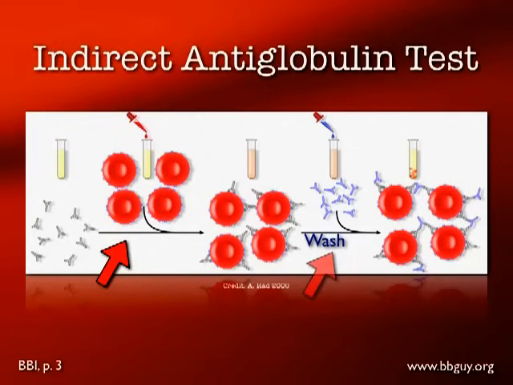Then you go on, you wash away any unbound antibodies, add anti-human globulins, shown as little blue Ys or antibodies here on this slide, and those agglutinate by binding to the antibodies themselves. Lots of different ways to do the IAT, and that's a very simple look at it.